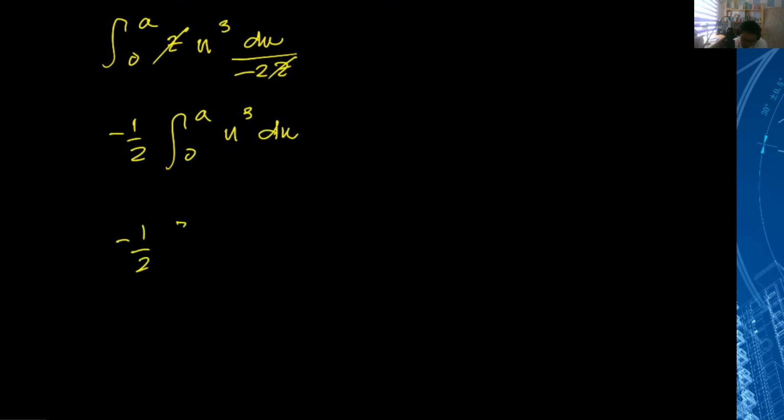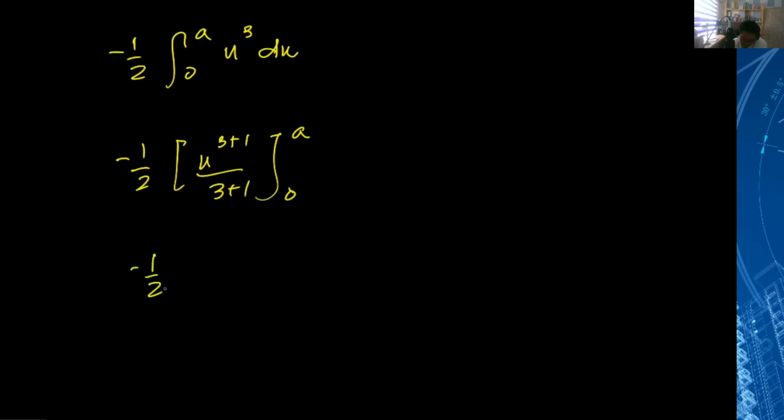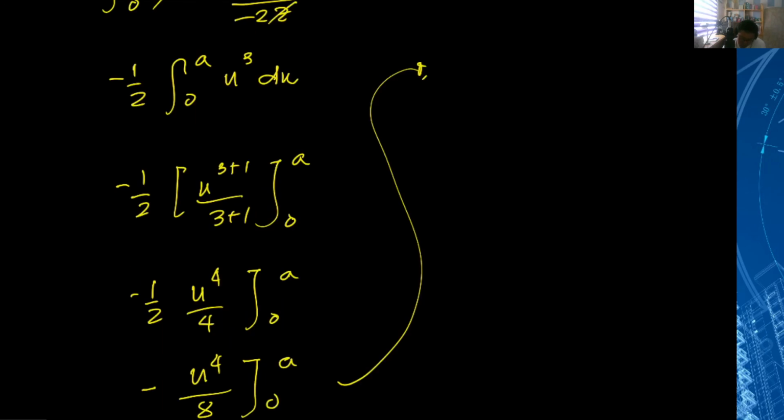So I can now use the power formula. So therefore, this becomes u to the 3 plus 1 over 3 plus 1. Okay, so limit from 0 to a. Okay, so negative 1 half, this becomes u to the 4 over 4, limit from 0 to a. Further, this becomes negative u to the 4 over 8, limit 0 to a. So I can now substitute the value of u. This becomes negative (a squared minus z squared) to the power 4 over 8 with limit from 0 to a.